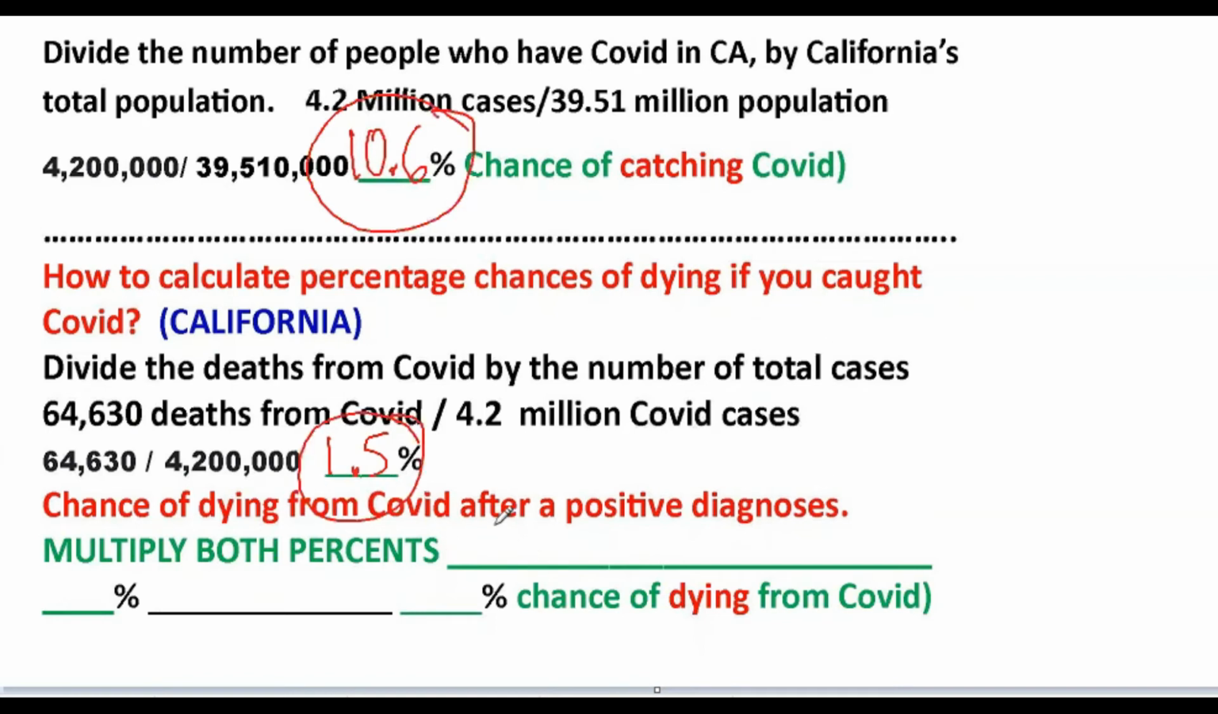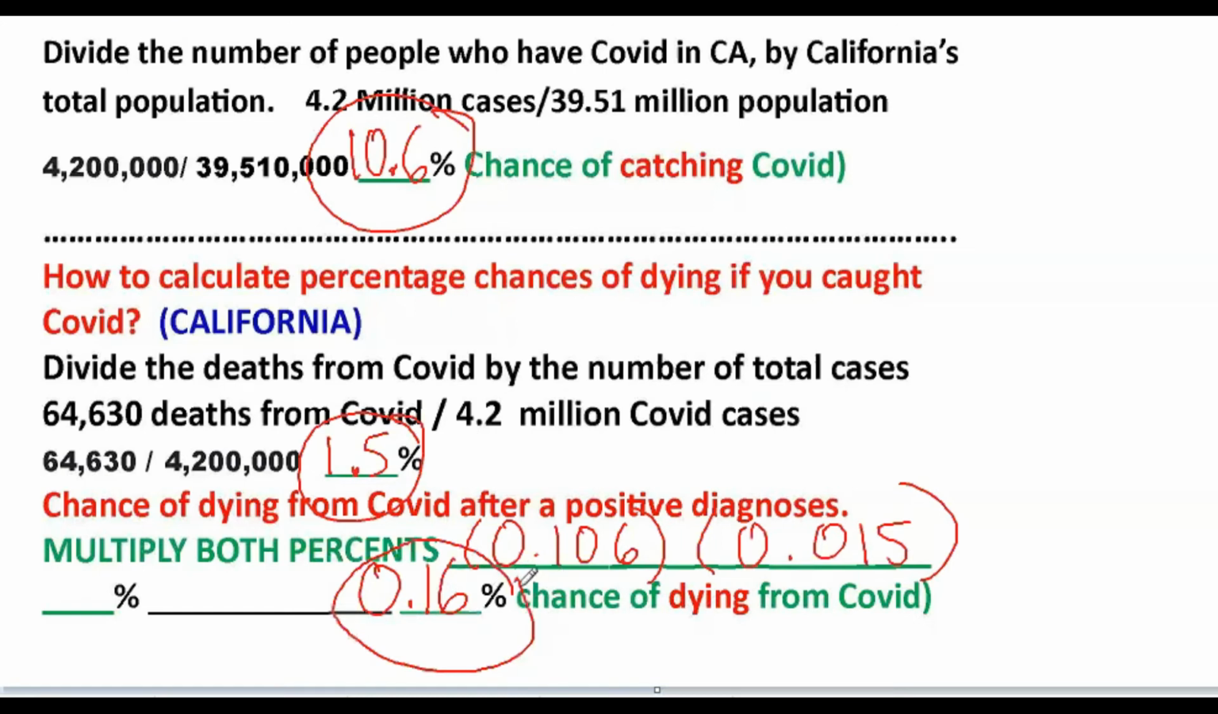Okay, in order to find out the chances of dying, you need to multiply both of these together, and we need to change them into decimal form. 10.6 would be 0.106, and then 1.5 would be 0.015. And if you multiply these two numbers together, you should get 0.16. And so we're looking at a 0.16% chance of dying from COVID in California. Okay, so now let's go ahead and go to our last one, which would be Los Angeles.